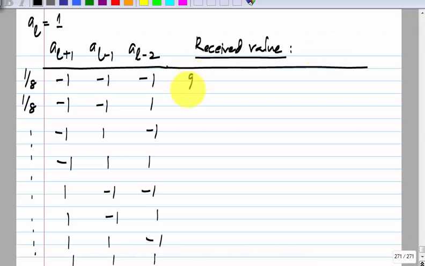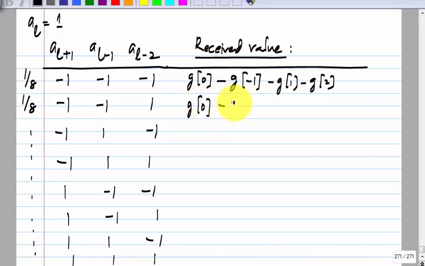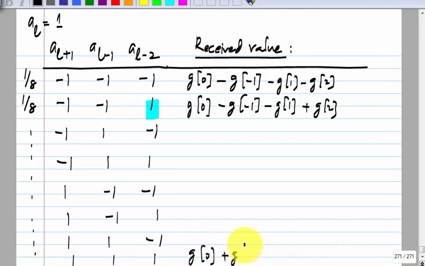So, in this case, you always have g of 0 because of the cursor, and the rest of it would be g of minus 1 minus g of 1 minus g of 2. Okay. Similarly, here it is g of 0 and minus g of minus 1 minus g of 1 plus g of 2, right. So, basically this corresponds to the sign here. Okay. So, essentially these minuses and pluses keep on flipping in every case, like for instance in the last case everything is added together. Right.